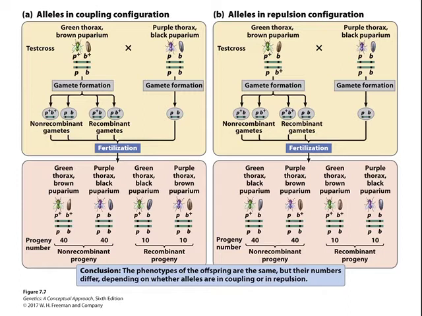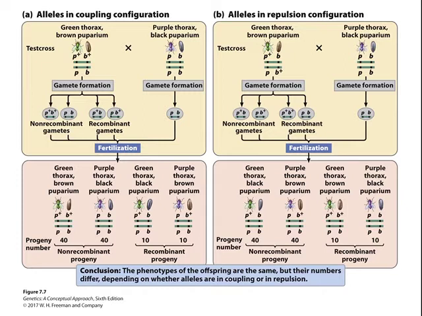Whether the alleles in the heterozygous parent are in coupling or repulsion will determine which phenotypes are most common among the progeny of the test cross. Okay? When the alleles of the heterozygous parent are in the coupling configuration, the most numerous progeny types are those with the green thorax and the brown puparium, and those with a purple thorax and a black puparium. However, when the alleles are in repulsion, the most numerous progeny types are those with a green thorax and black puparium, and those with a purple thorax and brown puparium.